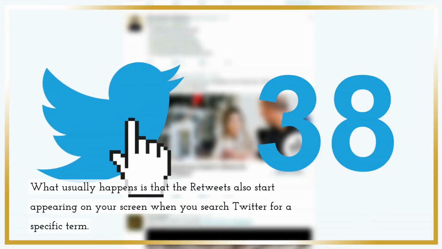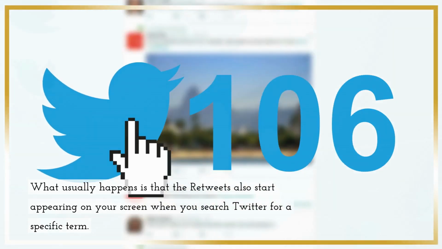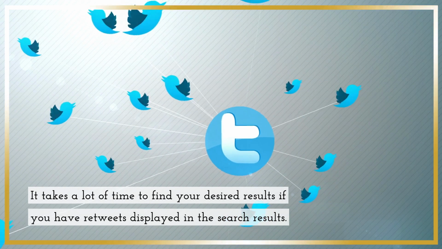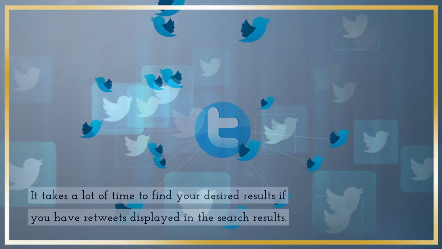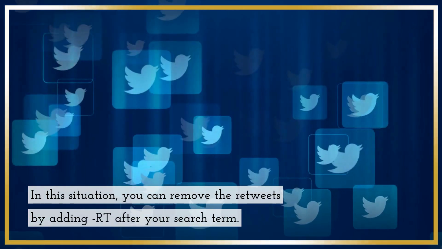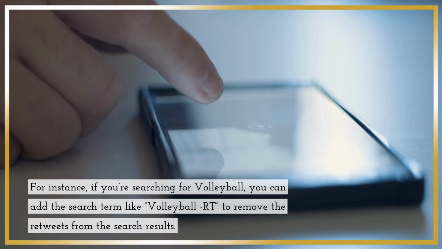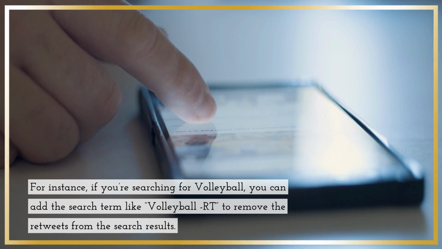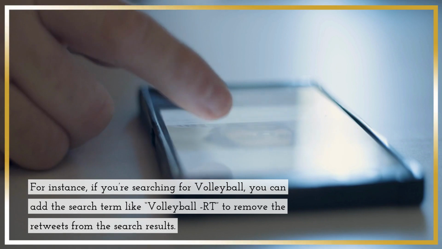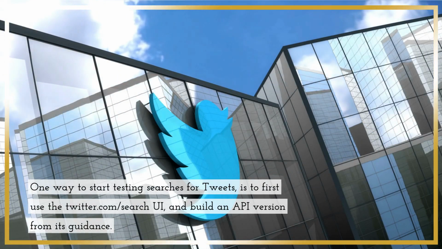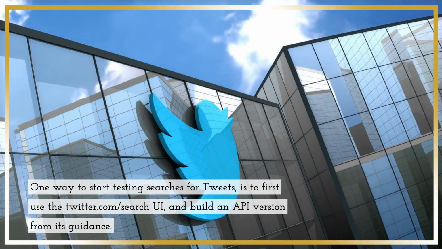What usually happens is that the retweets also start appearing on your screen when you search Twitter for a specific term. It takes a lot of time to find your desired results if you have retweets displayed in the search results. In this situation, you can remove the retweets by adding -RT after your search term. For instance, if you're searching for volleyball, you can add the search term like volleyball -RT to remove the retweets from the search results.